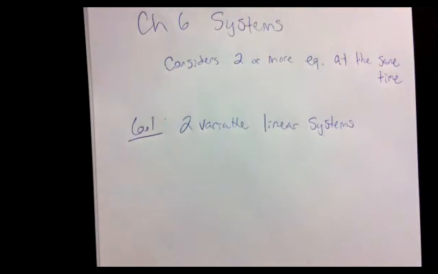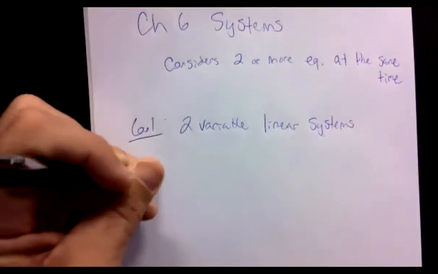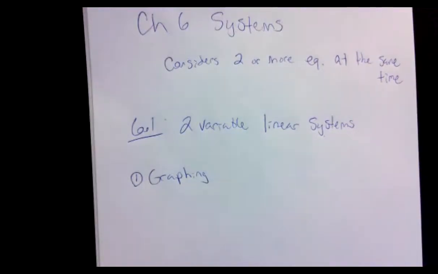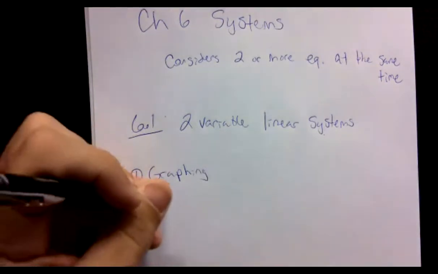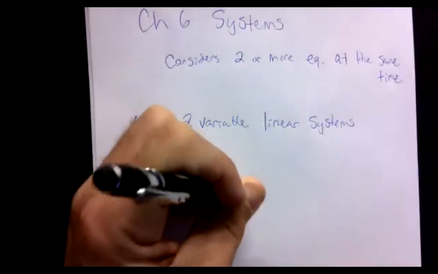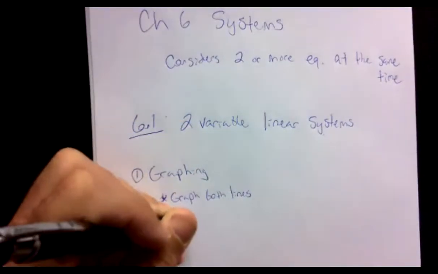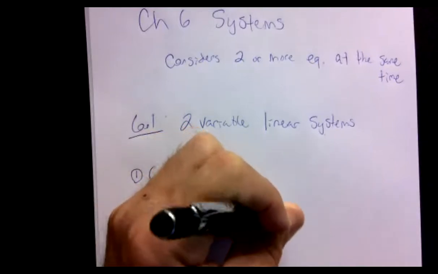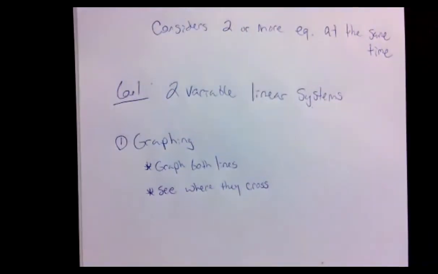So first off, I want to talk about one of the methods for solving. This is the easiest one to understand, but it's actually the most inefficient way to go about solving it. But you can solve a 2 variable linear system by graphing. Again, the steps are really easy. You simply graph both lines and then see where they cross. And that's it.